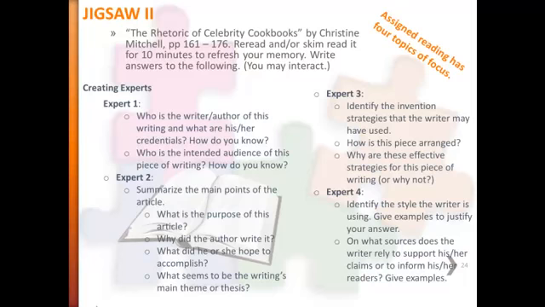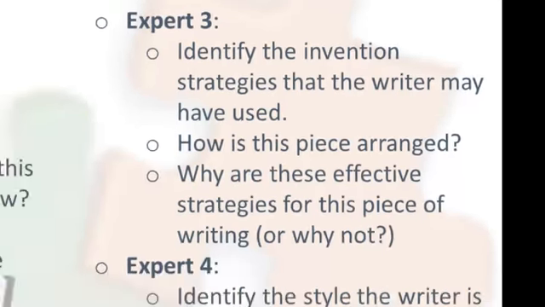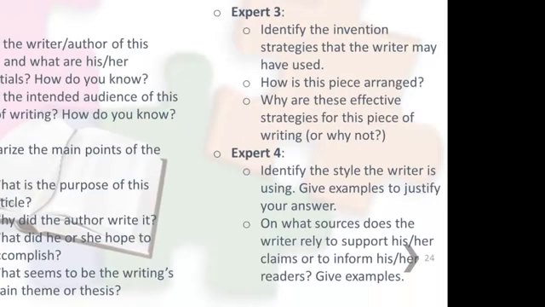Experts 3. Identify the invention strategies that the writer may have used. How is the piece arranged? Why are these effective strategies for this piece of writing? Or why not? And experts 4 will be answering, identify the style the writer is using. Give examples to justify your answers. On what source does the writer rely to support his or her claims or to inform his or her readers?